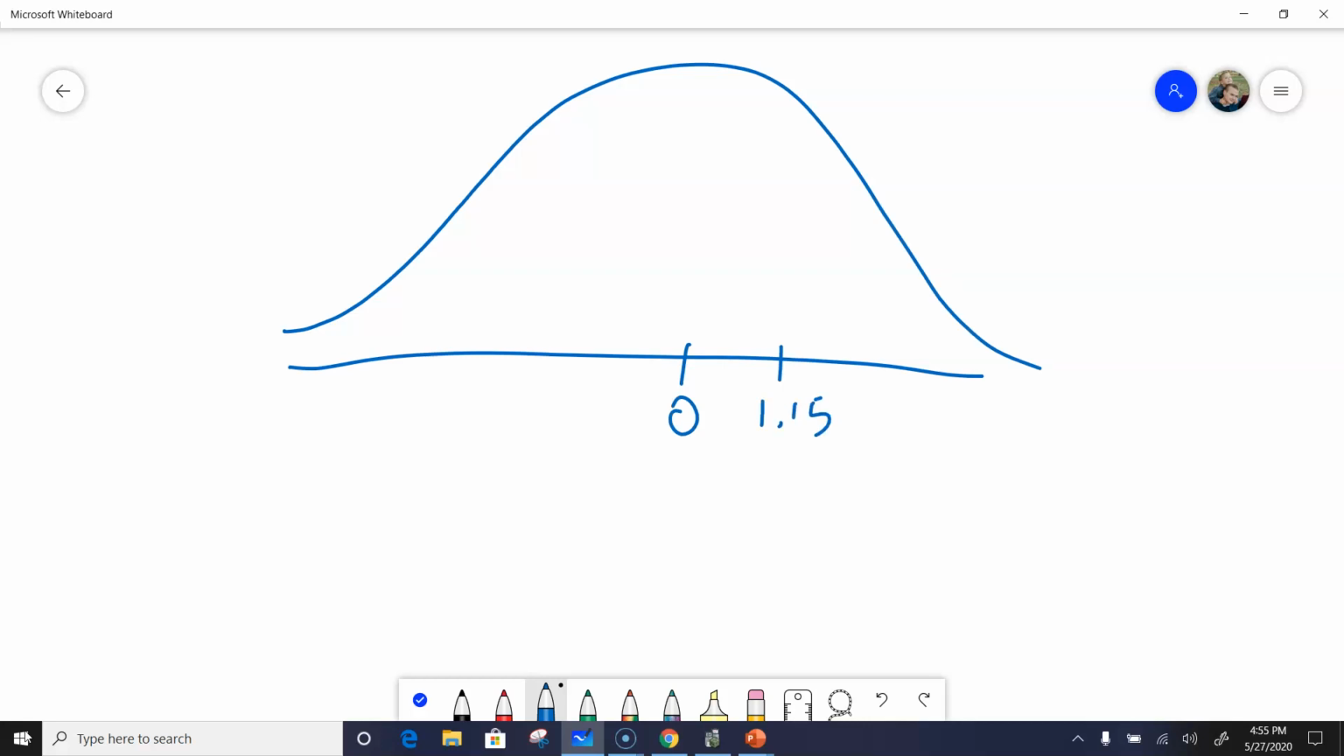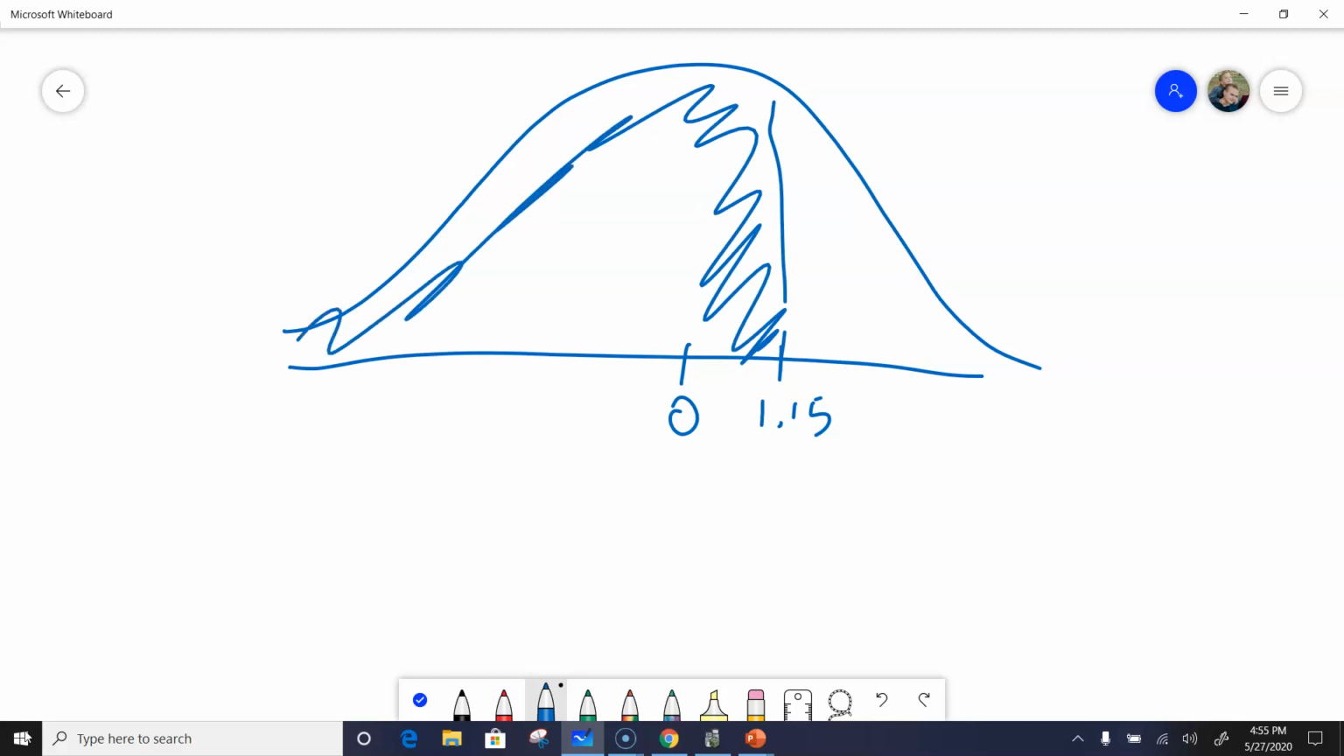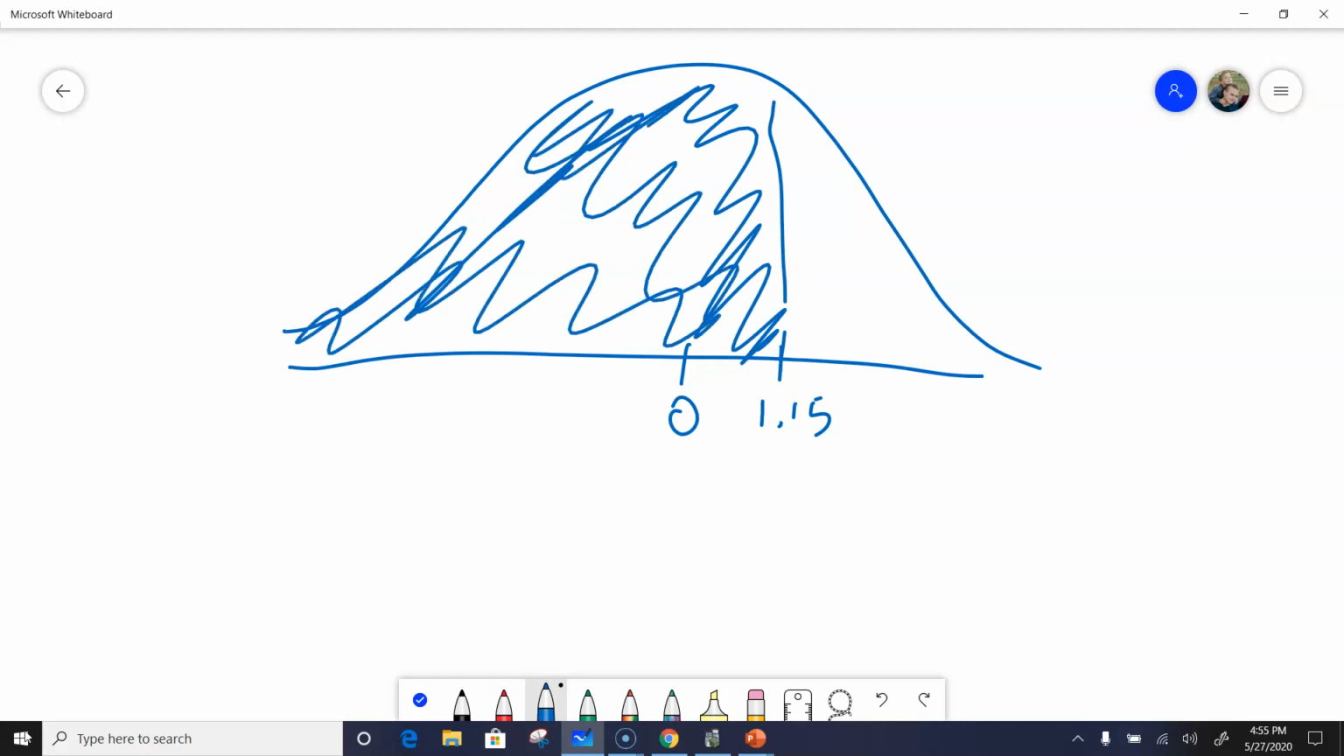If it was really simple, like 1, well, we would know that would be the 84th percentile, where we could at least approximate it. But 1.15, that's going to be a little bit harder. So I want to show you a feature on your calculator. I'm going to just write the syntax first, but we're going to look at this shaded area. And what I need to do is come up with a lower limit of the shaded area and an upper limit. So really, in truth, my lower limit is negative infinity.